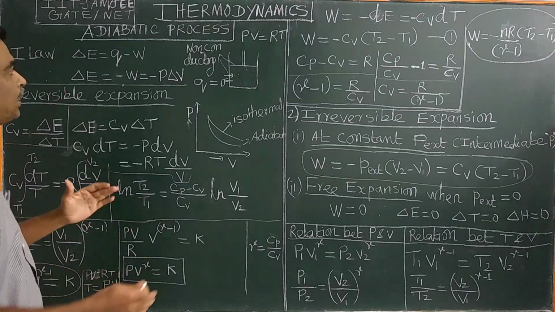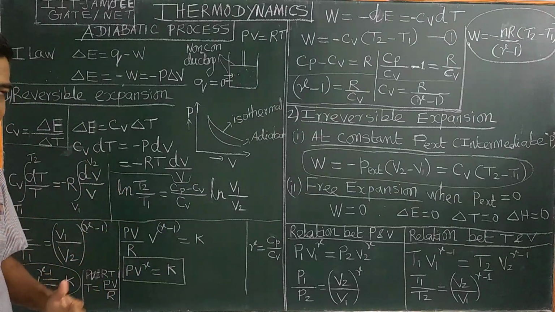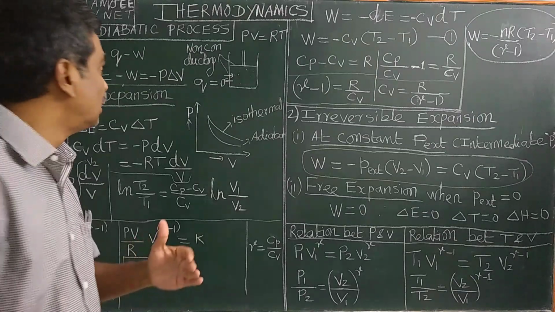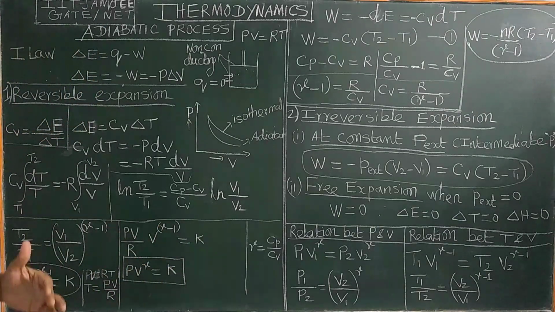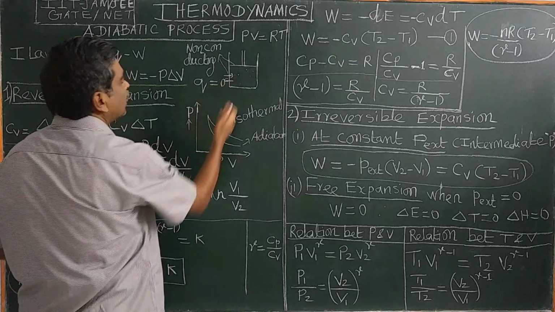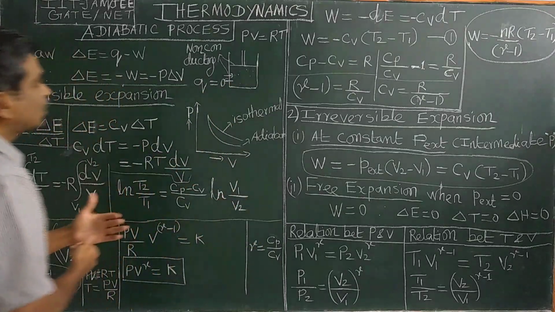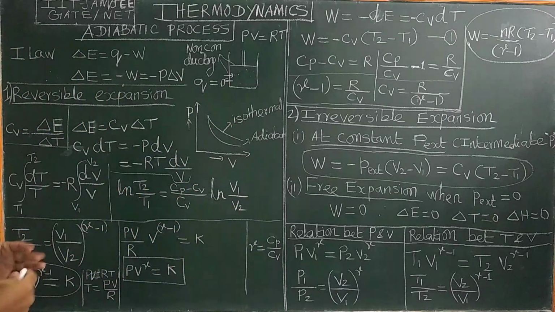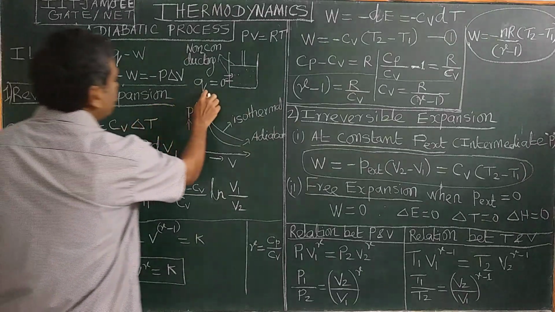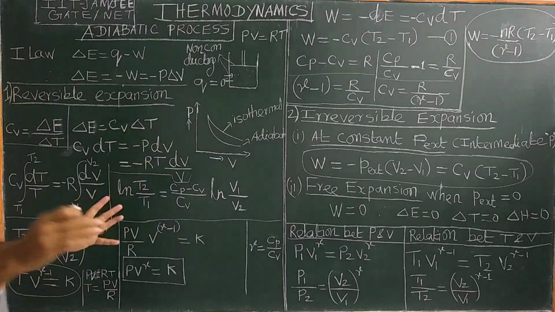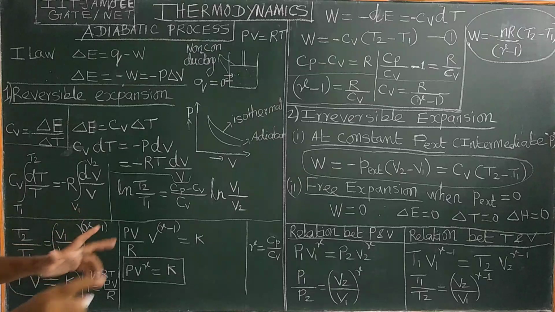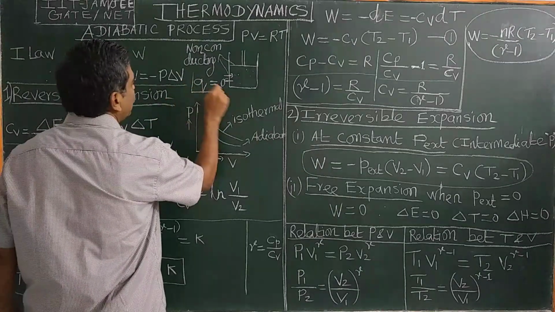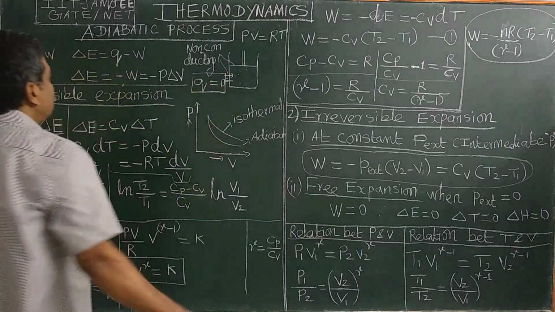What is an adiabatic process? An adiabatic process is a thermodynamic process in which no heat is allowed to enter or get outside. So naturally Q equal to 0. That is the condition. You remember, for the adiabatic process, this condition is very important. Q equal to 0.